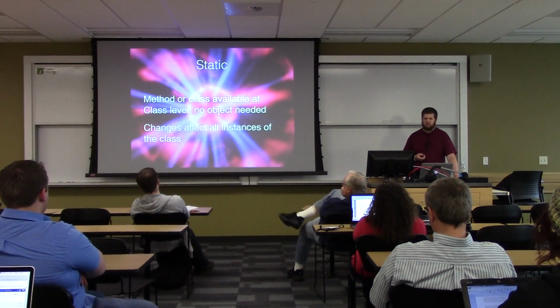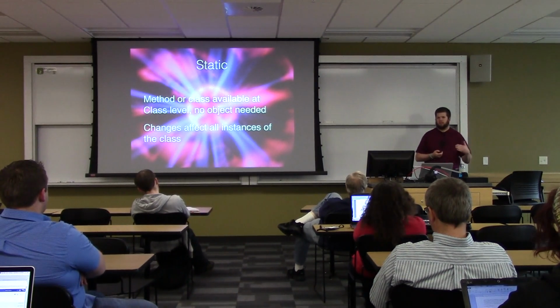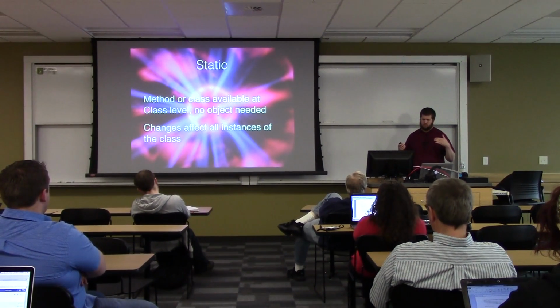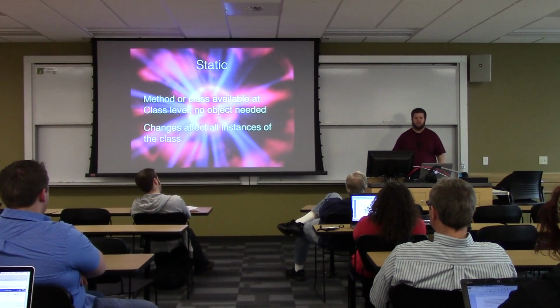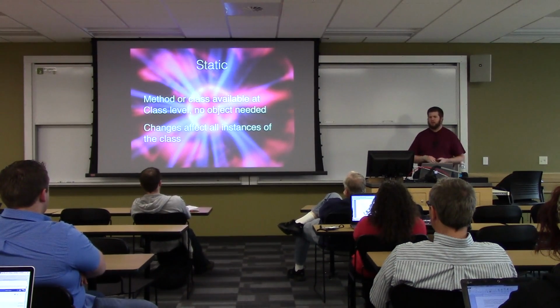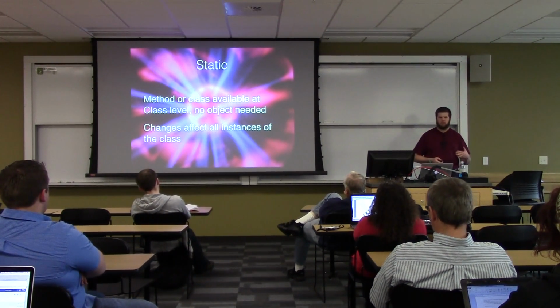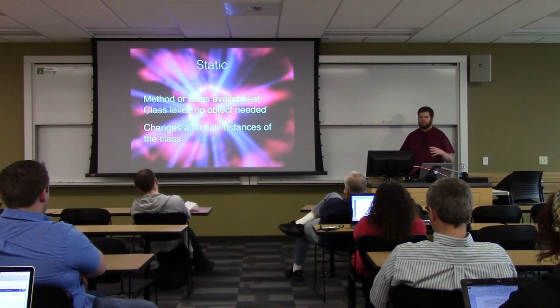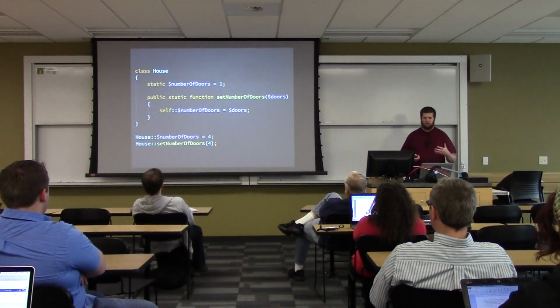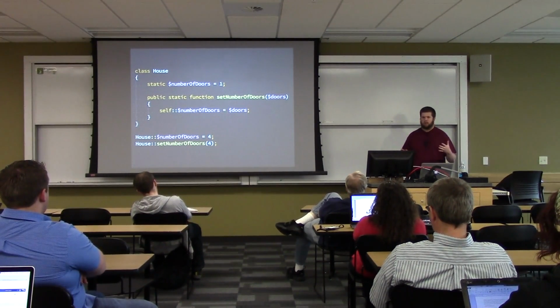So static is the next concept. Static is a method or property available at a class level, we don't need the object, okay? I said method or class by mistake, and I proofread these and still missed it. So it's functions that are defined in our class, but you don't have to create an instance, right? And because of that, we can't use the this keyword because there's no object instance, right?